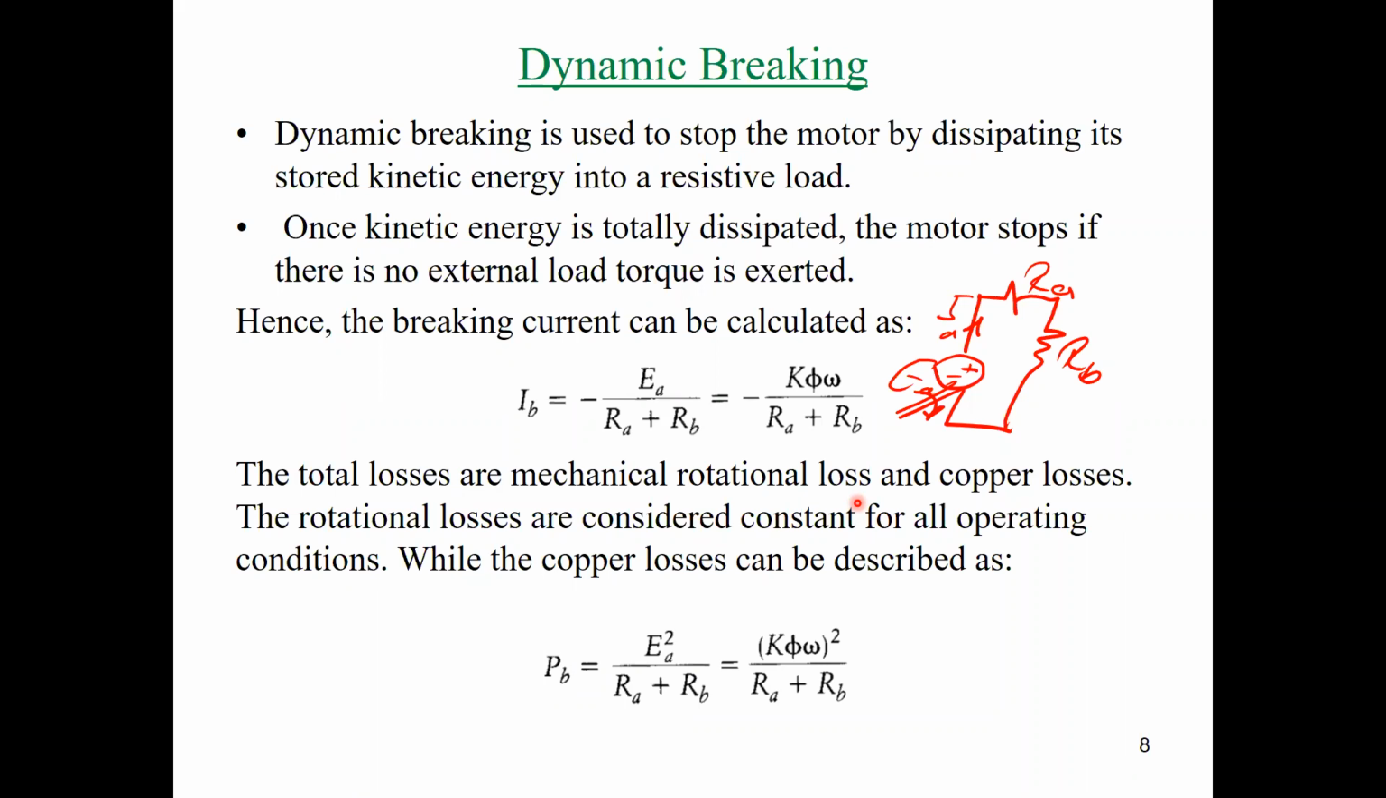So the copper loss will be very high because we will add the braking resistance RB. The machine's energy will just be dissipated in the braking resistor and the rotational losses itself. Rotational losses for any kind of machine are almost constant. So the stopping time will depend mainly on the copper loss, which is based here on the value of RB. Okay.